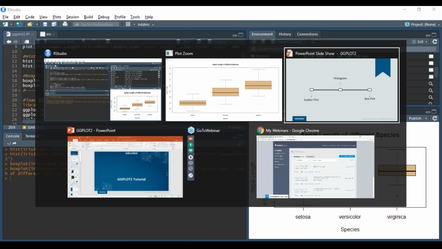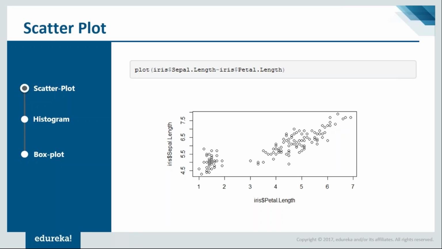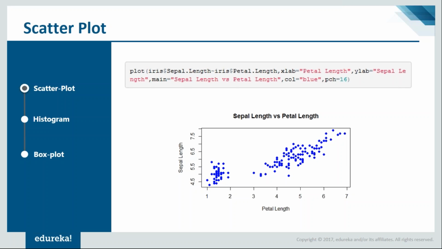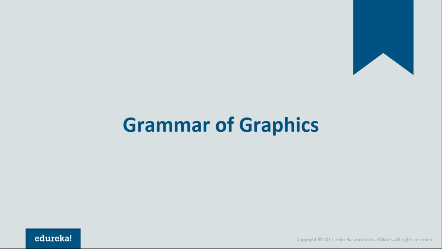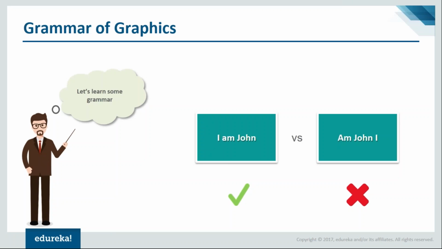So let us go to the presentation. We started off by making a scatter plot. We added a color to it. Then we made a histogram and a box plot. Then we understood what was the problem with base graphics. So it's finally time to learn grammar of graphics. This is Sam. He's a data scientist and he'll teach us the grammar behind visualization. Now he gives this example.